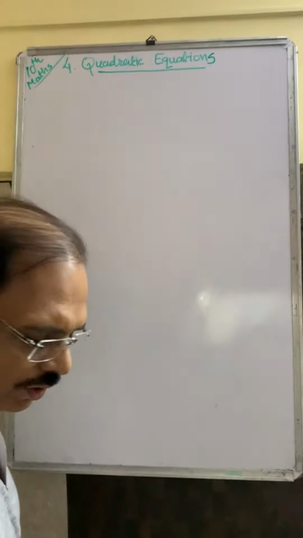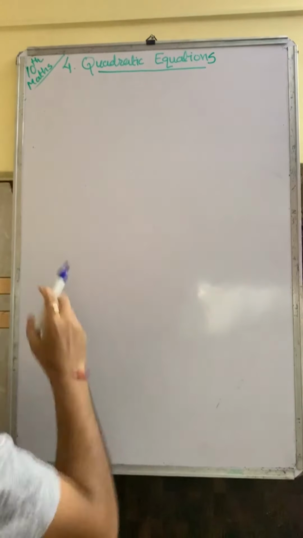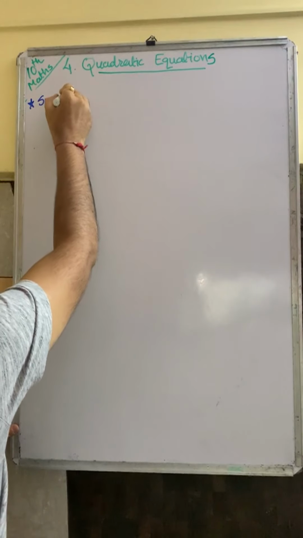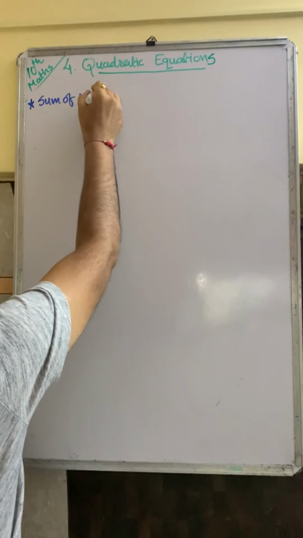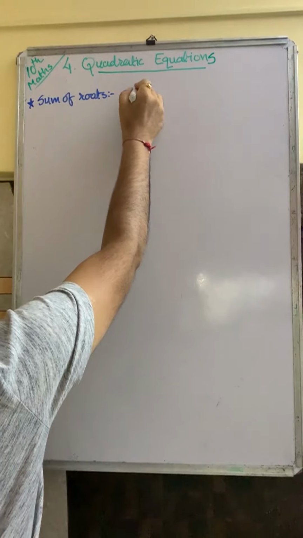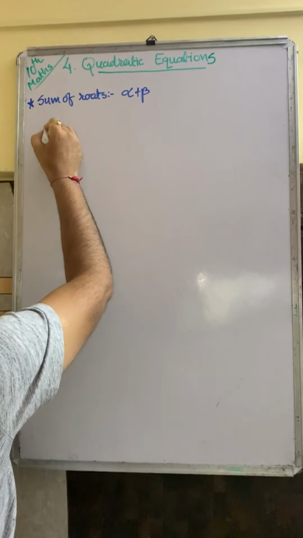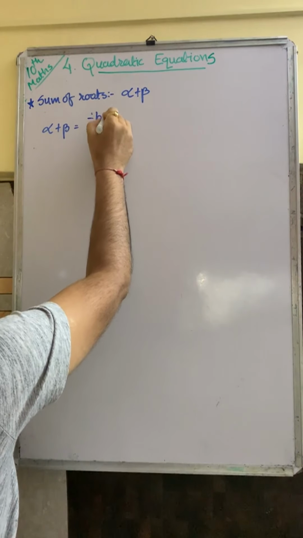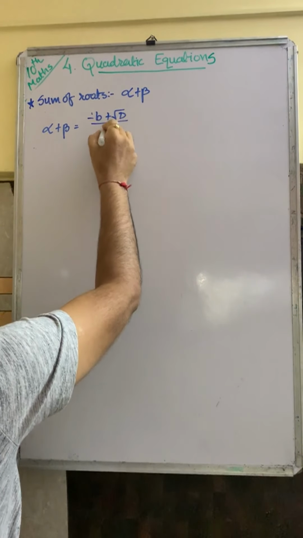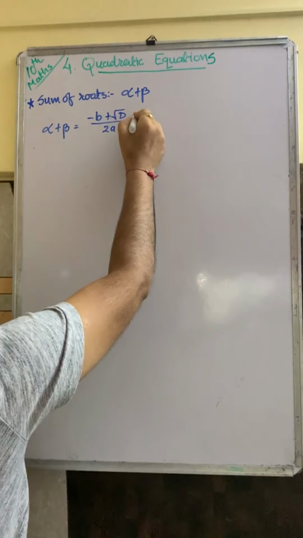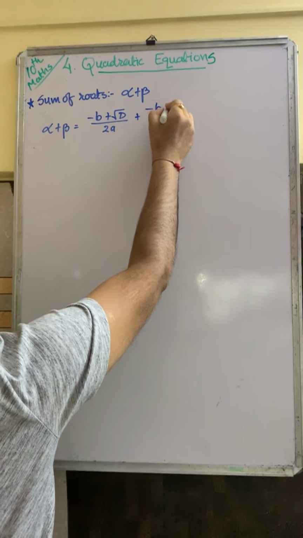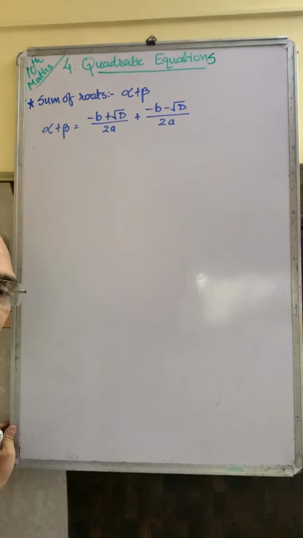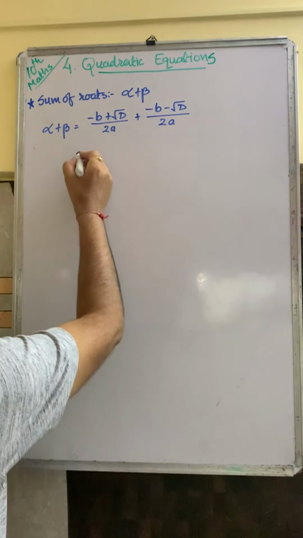See, sum of roots means alpha plus beta. Alpha is minus b plus root d upon 2a, plus beta is minus b minus root d upon 2a. Addition of this gives you what?